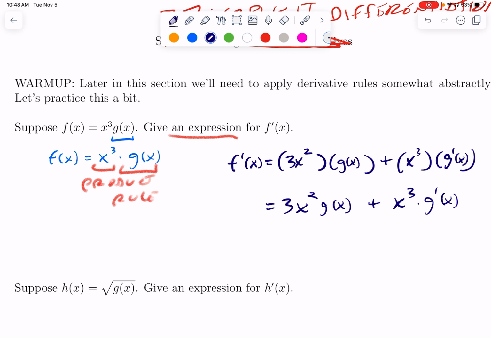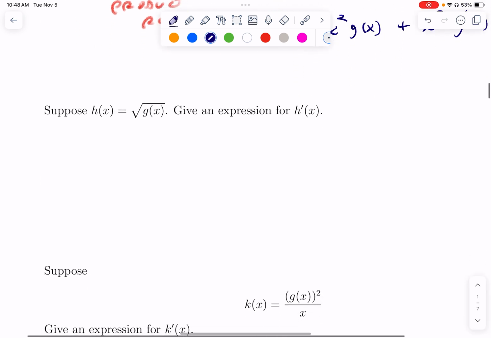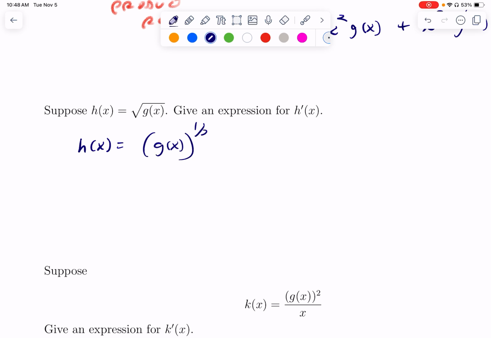I would need to know exactly what g of x is to fill in the details, but I understand that this is an expression that at least explains something about that derivative. Let's look at another example. Let's suppose h of x is the square root of g of x. And I'm immediately going to rewrite that with a 1/2 power.